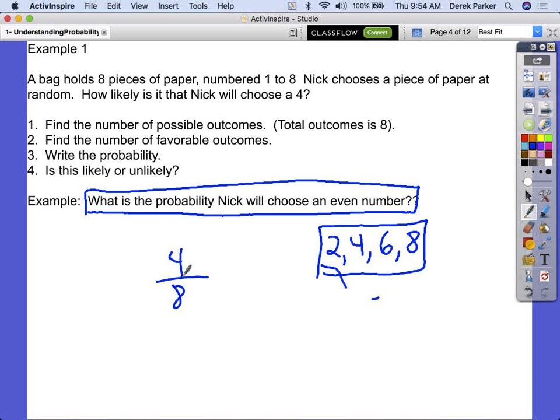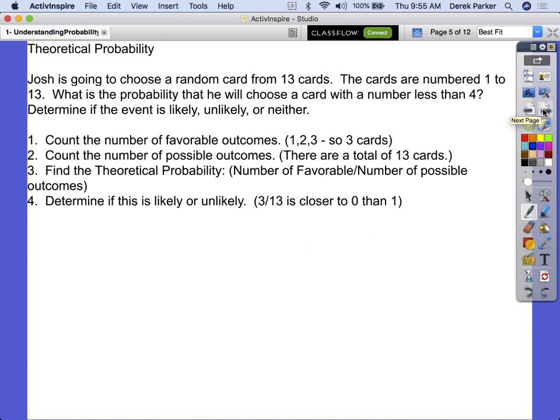Now, I'm not going to leave it that way. I'm going to simplify. We want to simplify that fraction. He's got a 1 out of 2 shot to get an even number. So, in this case, I would say that's likely. I know I said a second ago with flipping a coin, it's neither likely or unlikely. But in this case, I would say it's likely. 50% or above, I would say it's likely. Okay? Let's move to example 2.